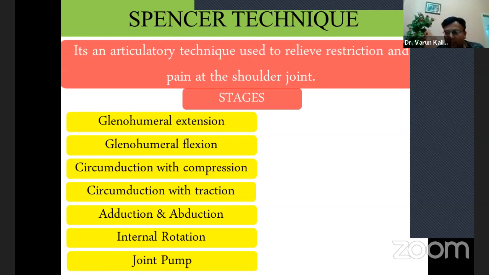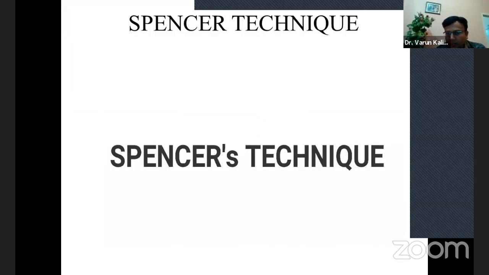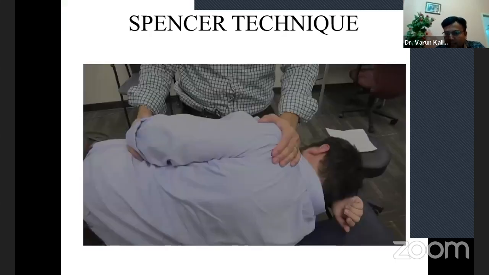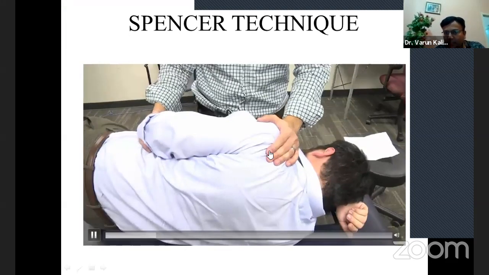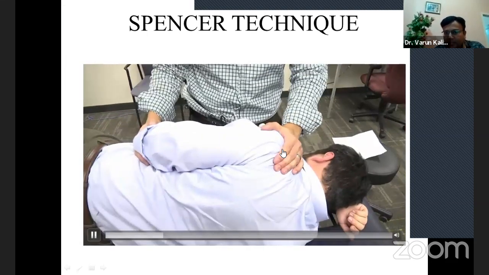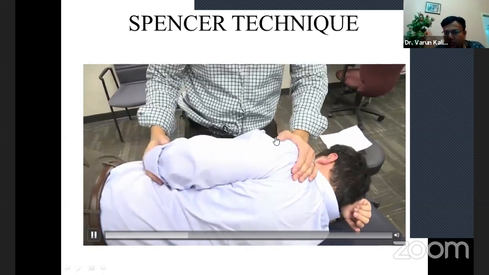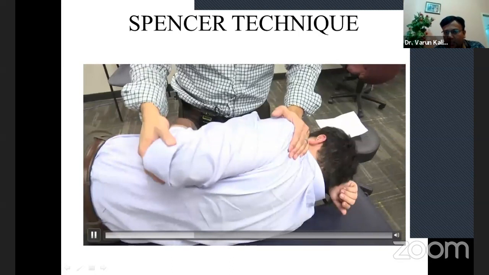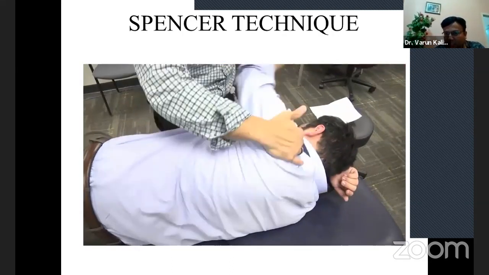In this technique, the patient will be in side-lying position with the affected shoulder at the upper side. Like this, you can see here, the patient is in side-lying position and the affected shoulder is on the upper side. And the therapist, first of all, palpates the shoulder joint for the assessment and then gives extension, and this one is the flexion.